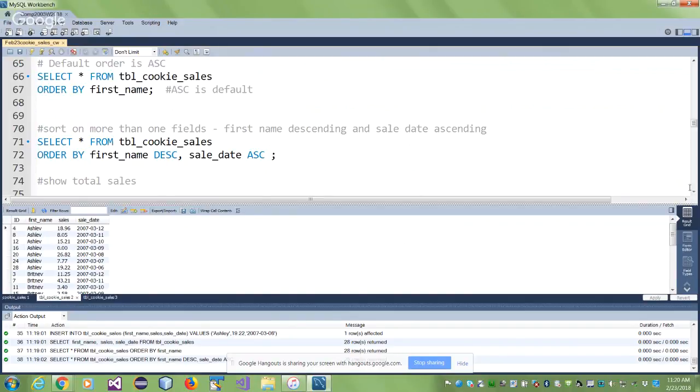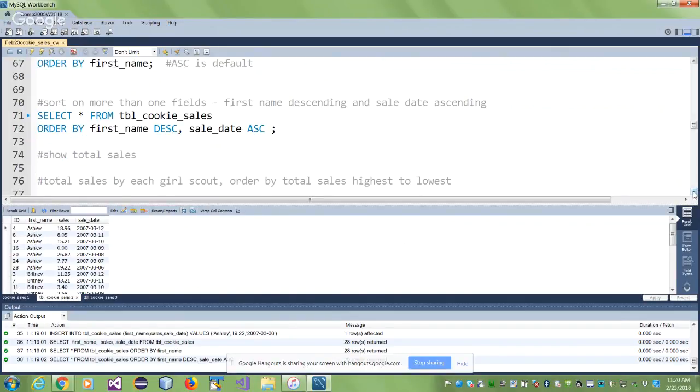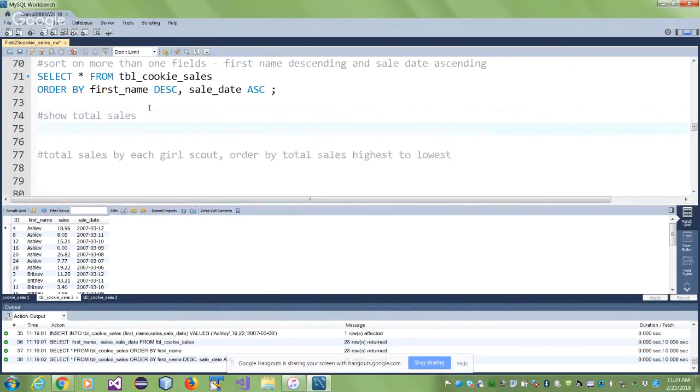Okay, now let's go and start doing a little more. The next question says, show me the total sales. I just want to find out what were the total sales made by the Girl Scouts. That's it. I want to total up everything, all the sales values. So you have to think, what do I want to total up? Of course, you won't total up names, right? You will total up the field that makes sense, and that field is the sales value.